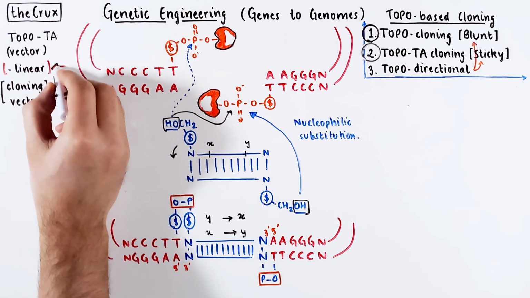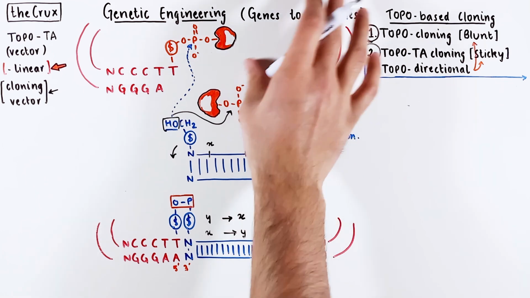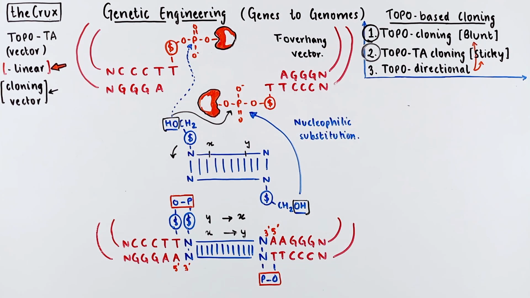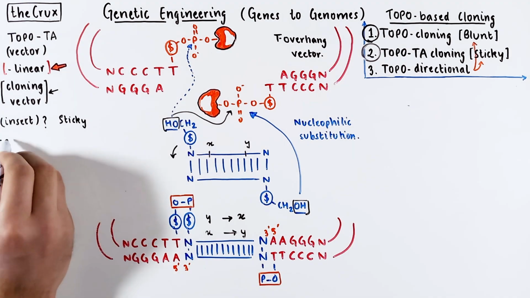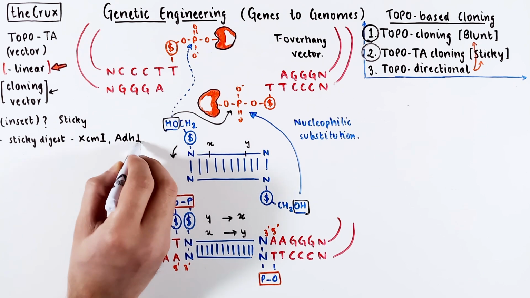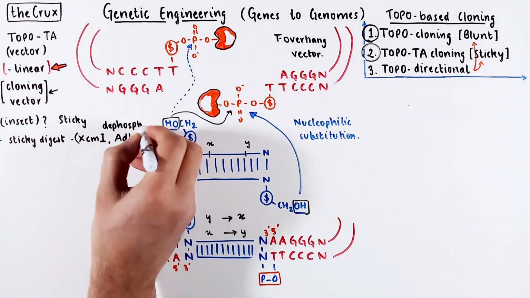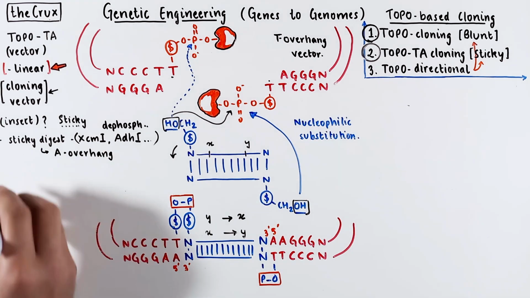Second type is TOPO TA cloning. This vector has sticky overhangs. It is missing the complementary 3' adenine. So this is a T overhang vector. What about the insert? Well, it needs to be sticky. You can get them from a sticky digest like XcmI or AdhI. Like we saw before, it then must be dephosphorylated for the nucleophilic substitution to work. These sticky digests give you an A overhang.